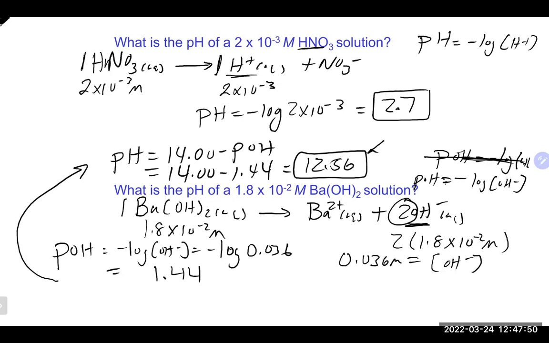If it's something that is a weak acid or weak base, that is what we will talk about next time we are together, perhaps. So we will leave it there.